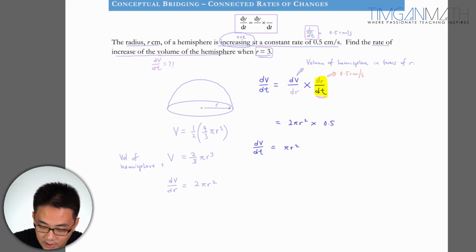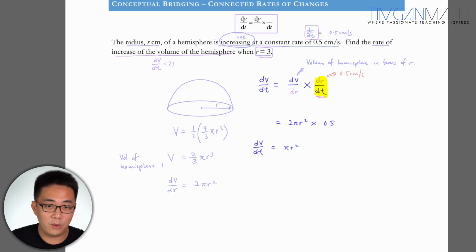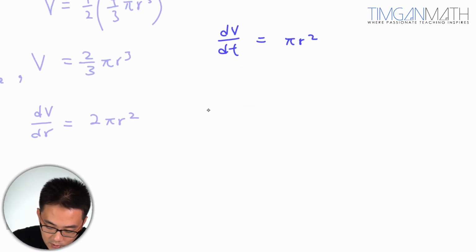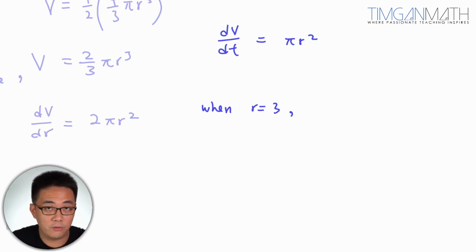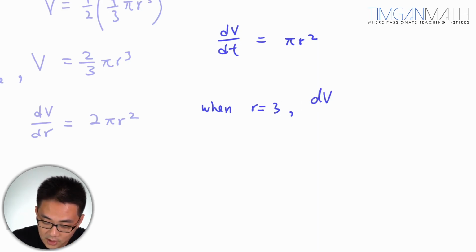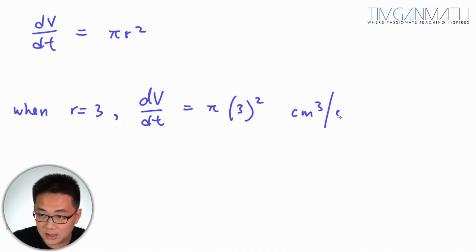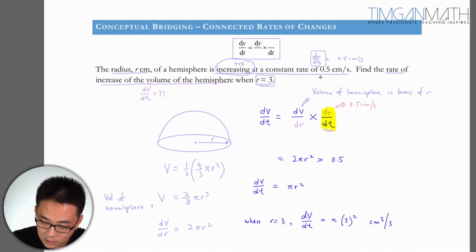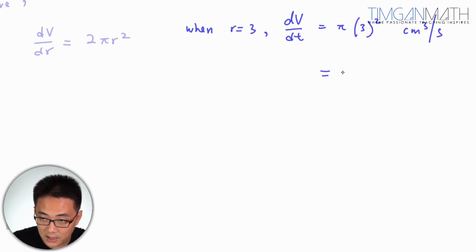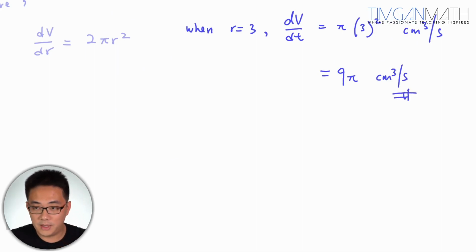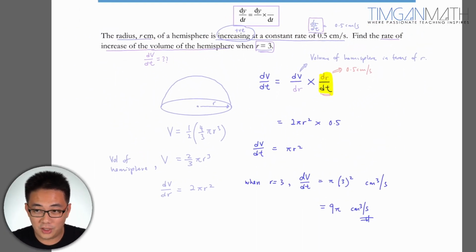So at r equals 3, when the radius is 3, what is the rate of change of volume? When r equals 3, just like when you replace at the very end, you always replace the boundary condition for x and y at the very end. dv dt is given by pi times 3 squared, and this should be cm cubed per second. Please put the units behind. So this would be 9 pi cm cubed per second. Just remember that. So this is how you do this question proficiently.